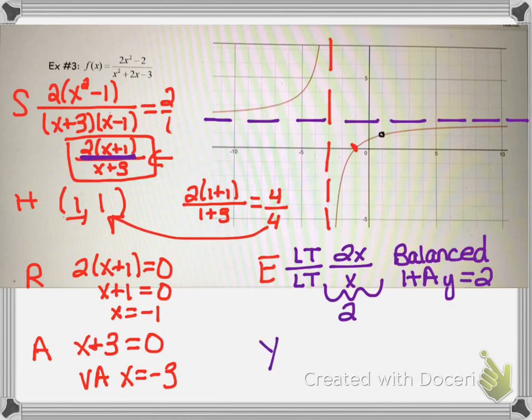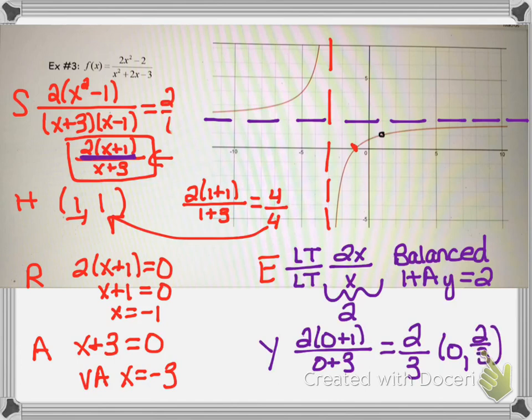And then the last step is the y-intercept. Plug 0 in. Remember that we have to do everything in the simplified equation. So I'm plugging 0 into my simplified equation. So I have 2 times 1 in my numerator, and I have 0 plus 3 in my denominator, and so my y-intercept is at 0, 2/3. And so I can see that right there. Okay, so those are all of the SHRATEY steps for that graph.